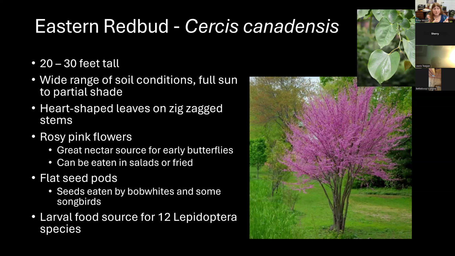And then even more so than that, you can see here, this is a good larval food source for 12 different lepidopteran species, so moth and butterfly species, where the caterpillar relies on this as a food source. And so if you can plant more of these in your landscape, or at least preserve the ones that are growing around there, then that really helps to benefit wildlife.